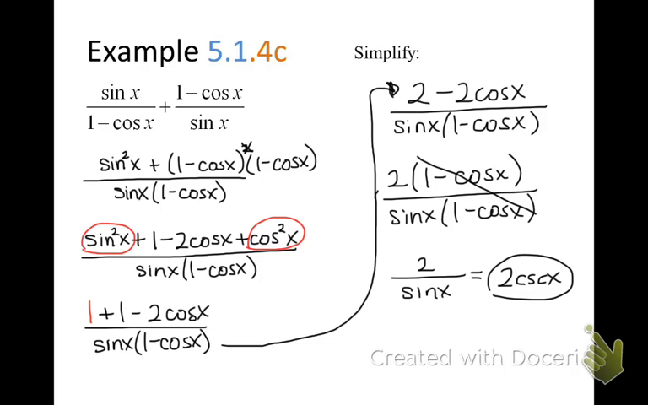Either of these would technically fit the bill because I just say simplify it down to a single trig function. So technically 2 over the sine of x is a single trig function. It's just that 2 cosecant of x is a little nicer looking. So that one got a little bit more difficult. But again, just kind of, one step at a time, what looks good to you. Any questions on that one?